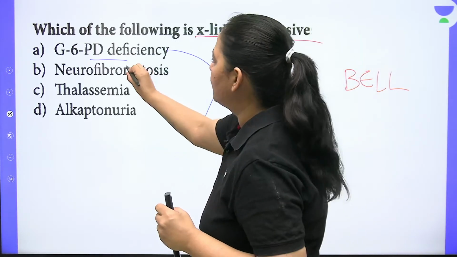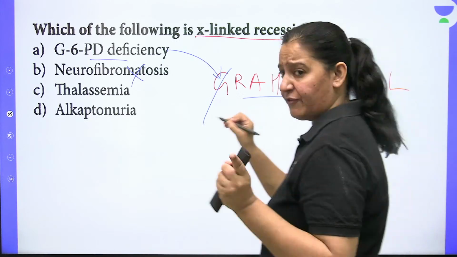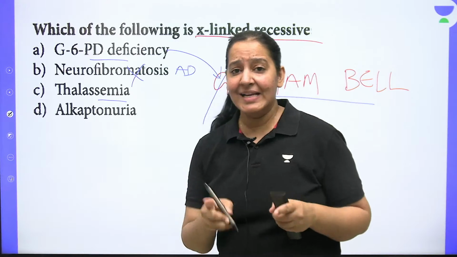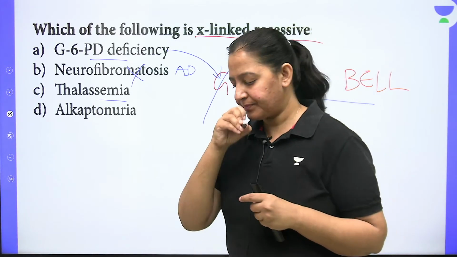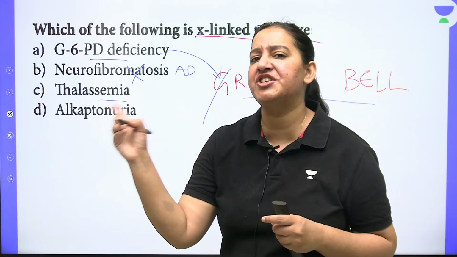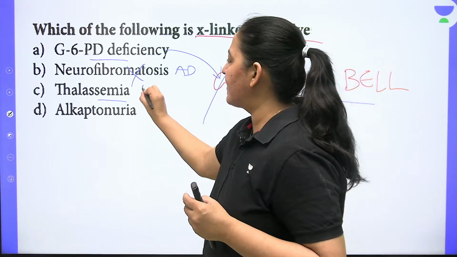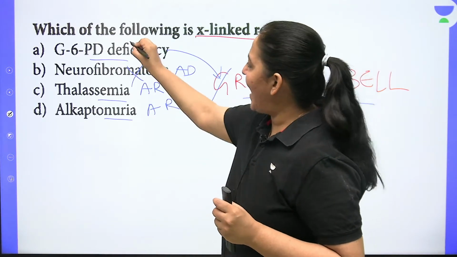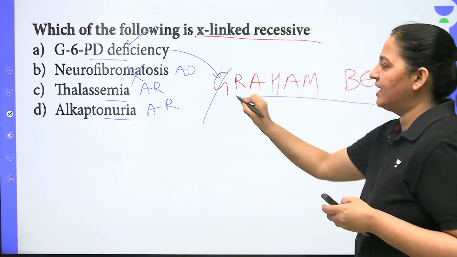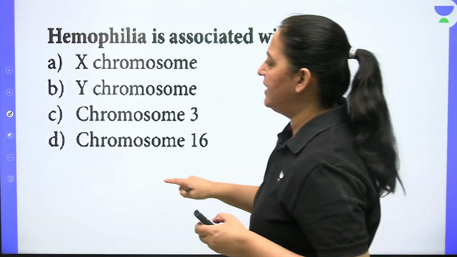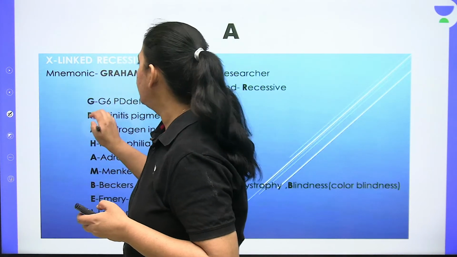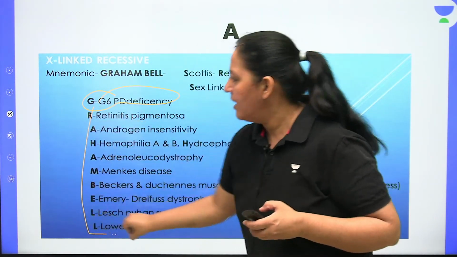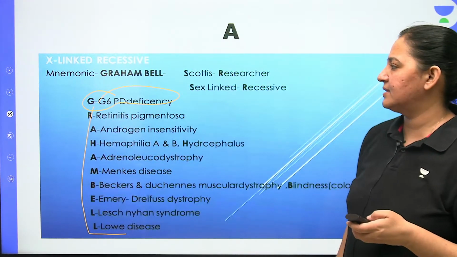But N is not coming. Neurofibromatosis, there is no N here. And N, if you ask me, it is autosomal dominant. Thalassemia, beta thalassemia, where does it come? Beta thalassemia is B of ABCDEFGH SPW, so it is autosomal recessive. And alkaptonuria is also autosomal recessive. So X-linked recessive is only one, G6PD deficiency. This is G of Graham Bell. You should know the full form of Graham Bell. The correct answer here is A.